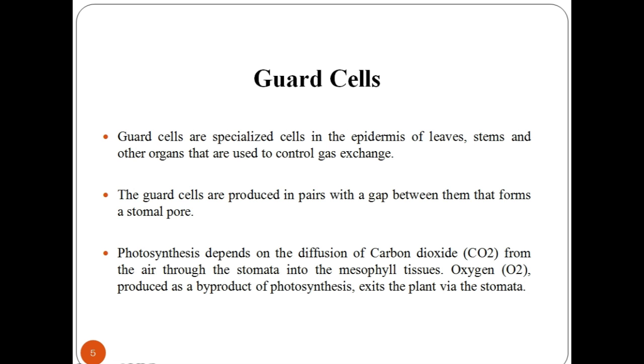What are guard cells? Guard cells are specialized cells in the epidermis of leaves, stems and other organs that are used to control gas exchange. The stomata pores are largest when the water is freely available, and guard cells are turgid. Stomata are closed when water availability is critically low and the guard cells become flaccid.